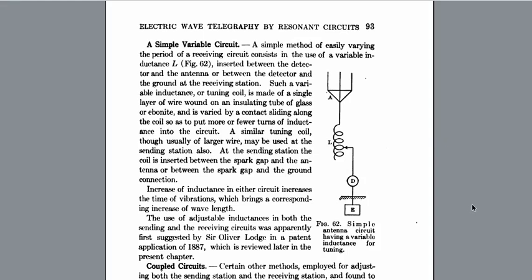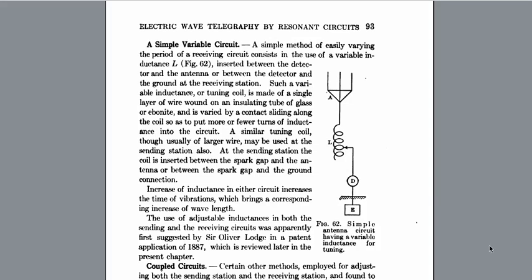A simple method of easily varying the period of a receiving circuit consists in the use of a variable inductance, shown in Figure 62. This is inserted between the detector and the antenna, or between the detector and the ground at the receiving station. Such a variable inductance, or tuning coil, is made of a single layer of wire wound on an insulating tube of glass or ebonite, and is varied by a contact sliding along the coil so as to put more or fewer turns of inductance into the circuit.